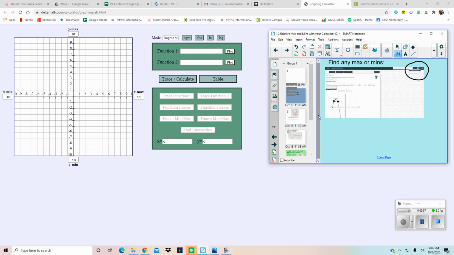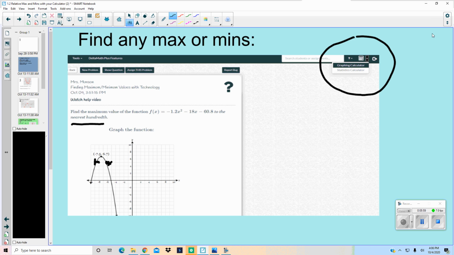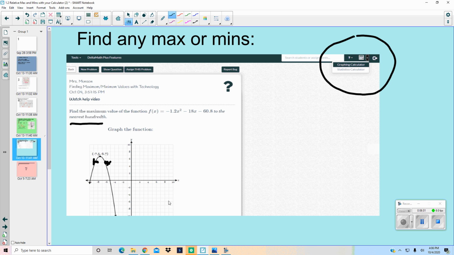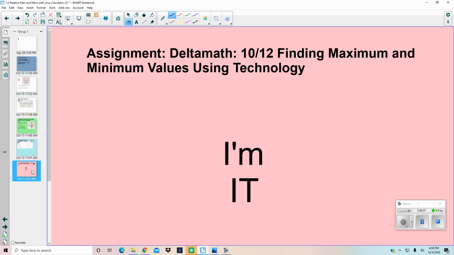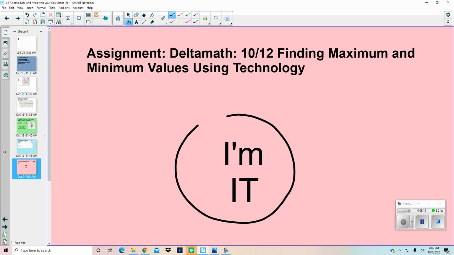So they're all going to be parabolas, and very simple graphs, and they're going to tell you if you're finding a max or a min. Okay, so for this assignment, go to Delta Math, finding max and mins on October 12th. And the puzzle is right here. I'm sure you guys are on this because it should be a pretty simple assignment. Reach out if you have any questions.